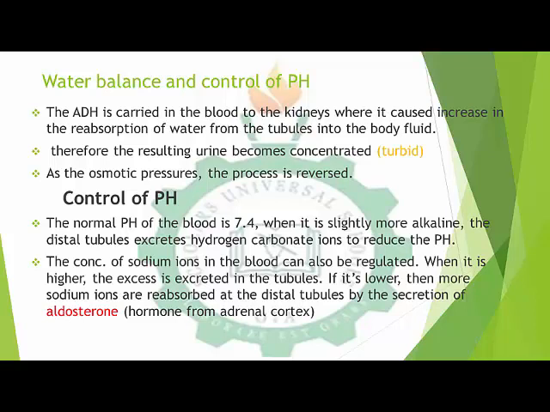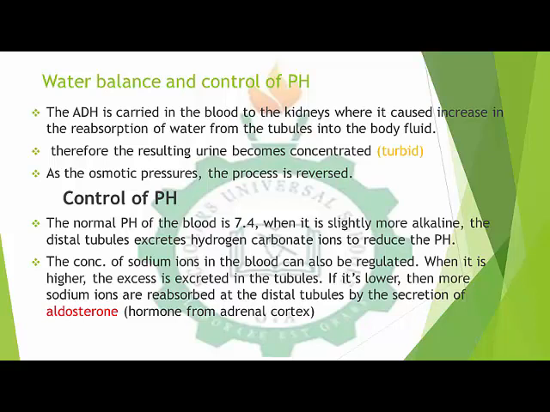The normal pH of blood is 7.4, which is slightly alkaline. We know that when it is less than 7, it is acidic. At 7, it is neutral. Above 7, it is alkaline or basic. So when it is slightly more alkaline, the distal tubule excretes hydrogen carbonate ions to reduce the pH.